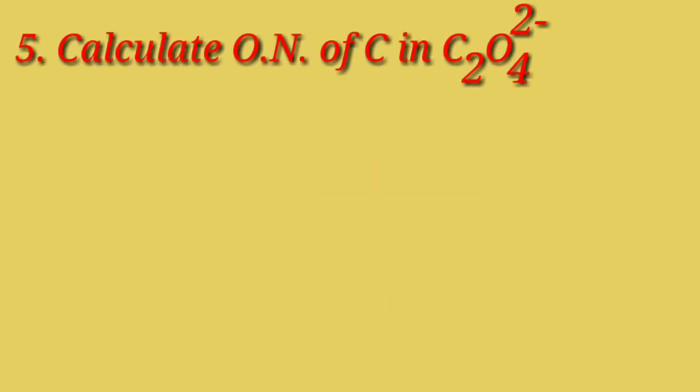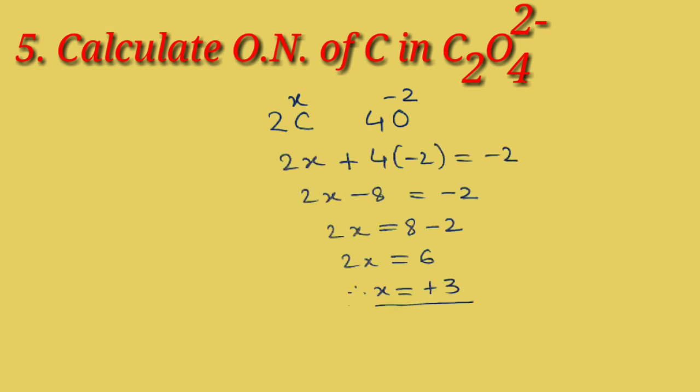Next is calculate oxidation number of carbon in oxalate ion, that is C2O4 2-. So over here, there are 2 atoms of carbon and 4 atoms of oxygen. So we can write as oxidation number of carbon as X. So on substituting the value, we get 2X plus 4 into -2 is equals to -2. On further calculating, we get the oxidation number of carbon as +3.